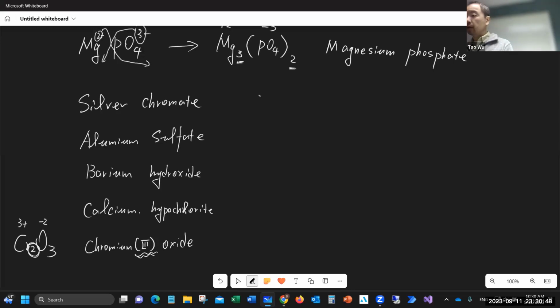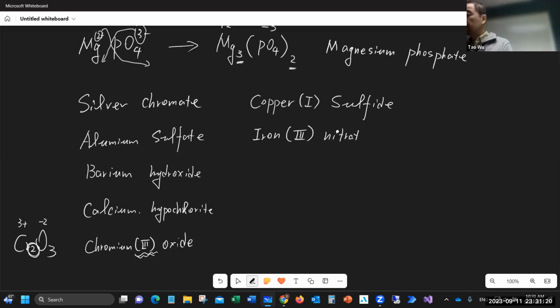The next one is copper 1, again not copper 2. Copper 1 sulfide. The next one is iron 3 nitrate. Very important: those numbers just specify the charge.